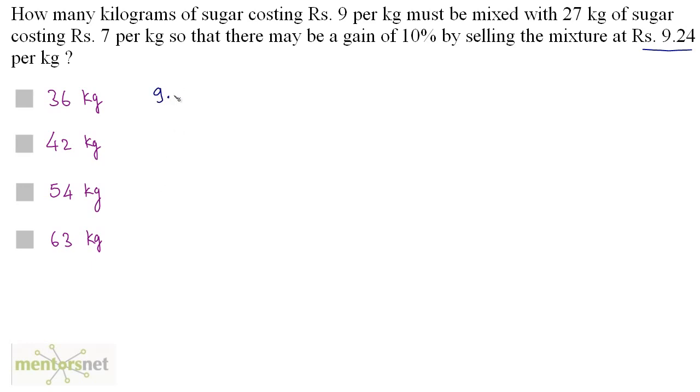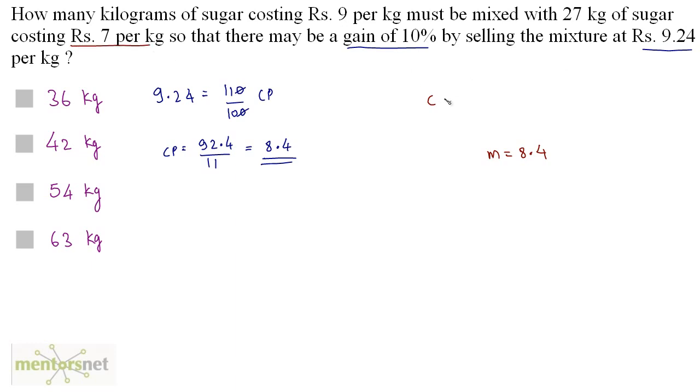So 9.24 is equal to a 10% increase in the cost price. That's 110 by 100 times cost price. So the cost price is equal to 92.4 by 11, and that's equal to 8.4. So we have the mean price ready, 8.4 rupees. So the mean price M is equal to 8.4. The cheaper rate is 7 rupees per kg. So C is equal to 7, and D is equal to 9 rupees per kg, which we have been given.